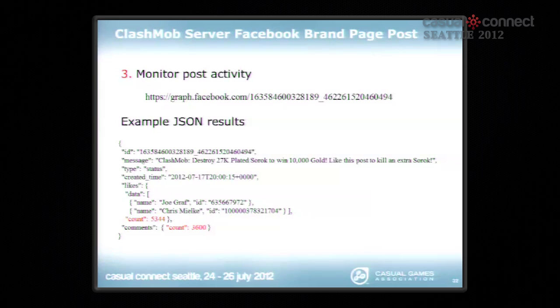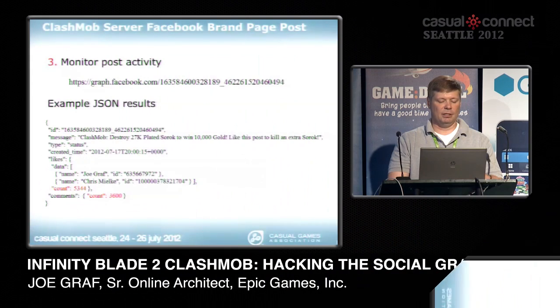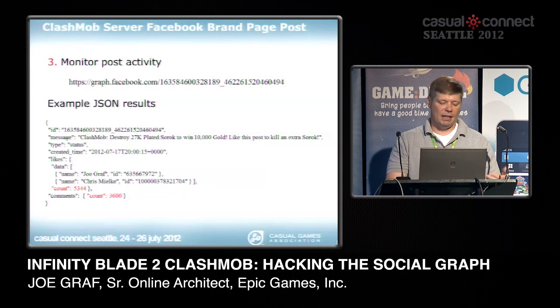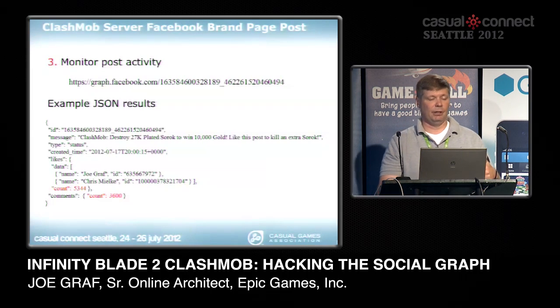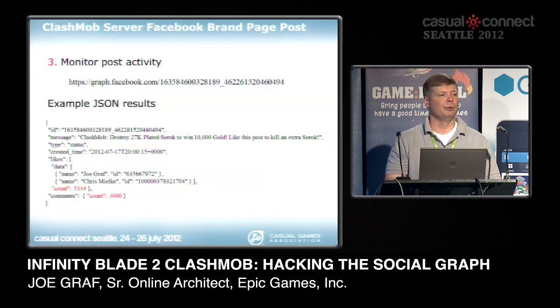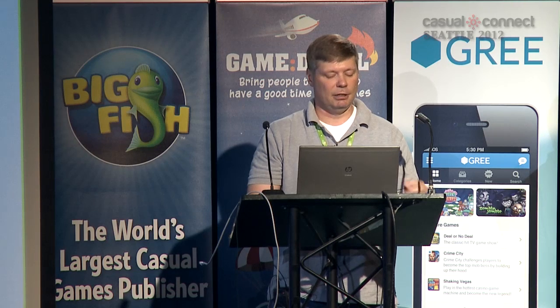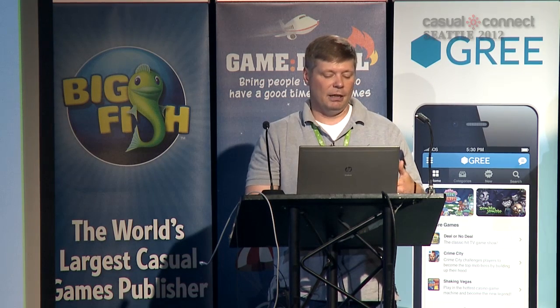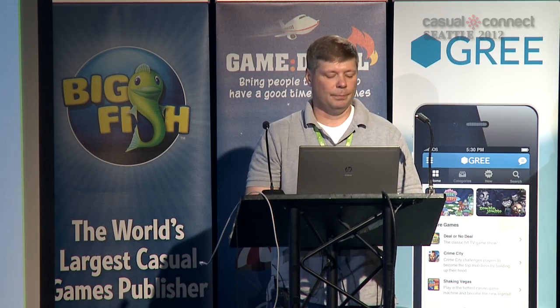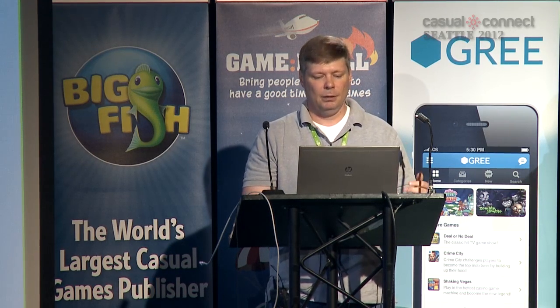So here's what an example JSON packet looks like when it comes back from a query on the particular ClashMob post. And as you can see, it says destroy 27,000. That's the goal that we want. I abbreviated some of the text in there so that it actually fits. So you don't see the "like this in order to contribute." You can see down there that the likes come back as a list, and this is actually straight from it. There's my name. Chris Milkey is one of the producers at our company. He had participated, and in there you get both the counts data for the likes and for the comments.